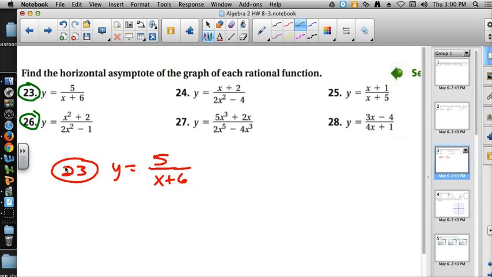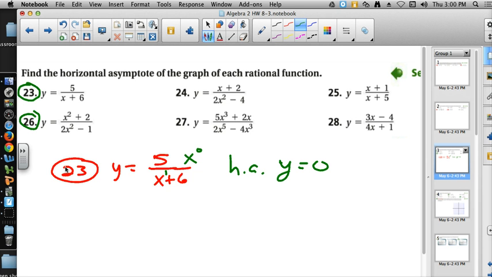And remember that the horizontal asymptotes are all about the degree of the polynomials that we are dividing. So the degree of the polynomial 5 is a degree 0 polynomial, because what we really have up there with our x value for the variable is x to the 0 power. And then our denominator here is a 1. And when the degree of the numerator is less than the degree of the denominator, then our horizontal asymptote is the line y equals 0.